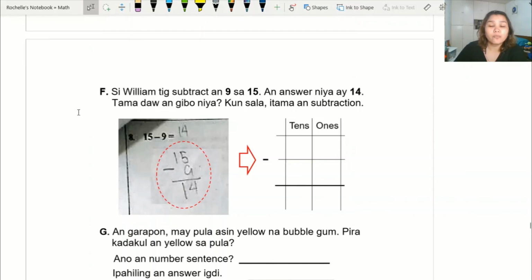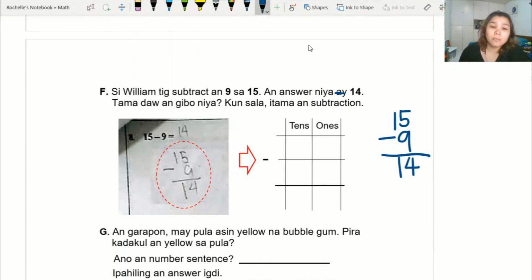Okay, for letter F, this is a challenge question. William subtracted 9 from 15. His answer is 14. There should be a cross out here. So, his answer is 14. Is his answer correct? If wrong, correct the subtraction. Okay, take a look. Let me write it in a clearer version. 15 minus 9, his answer is 14.